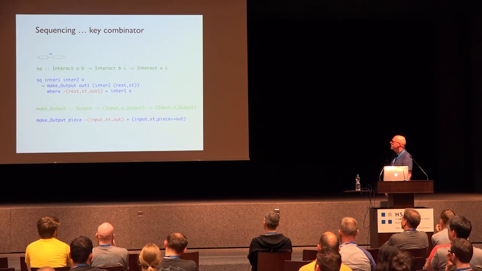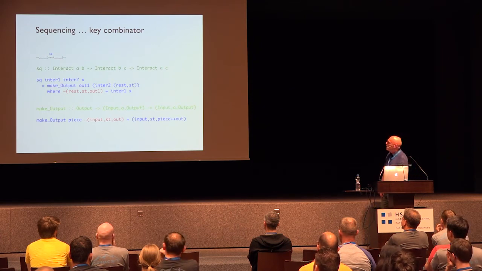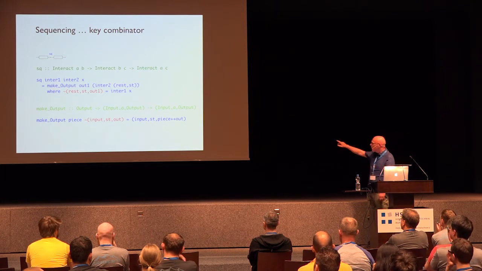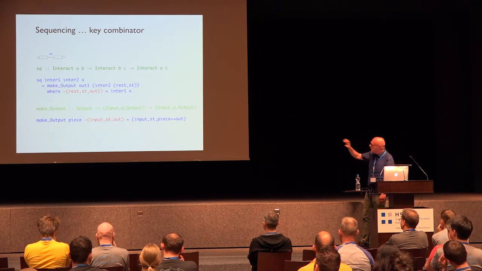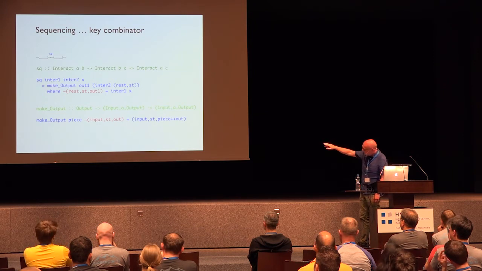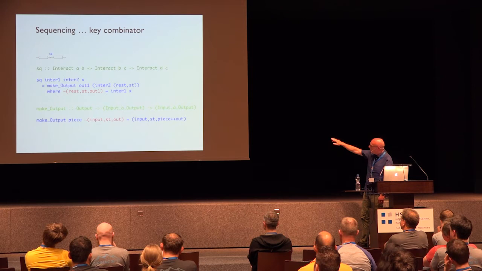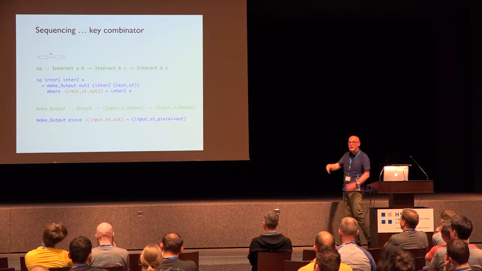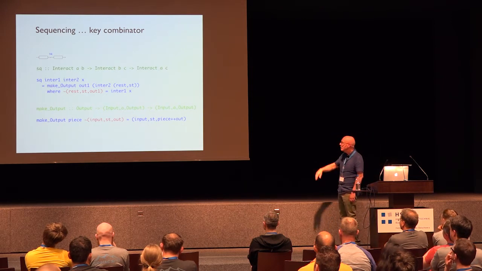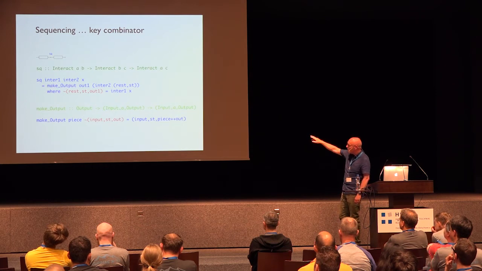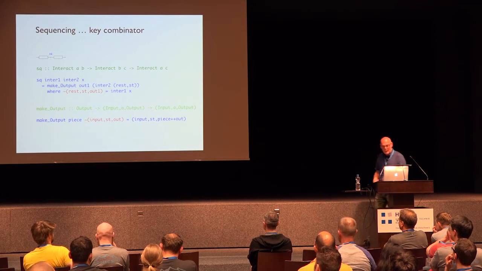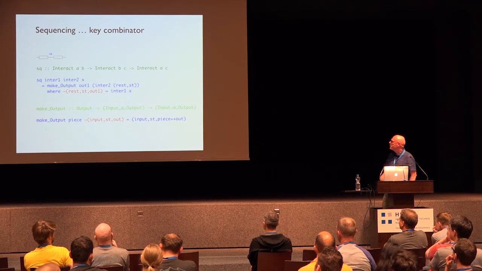How else could we get it? So we allow things to be put on the screen without forcing the thing to which we apply make output, which is the application of inter2, that's the second interaction, and also the local definition of which gives us the rest and st. We can be as lazy as possible. And with that, it all works.